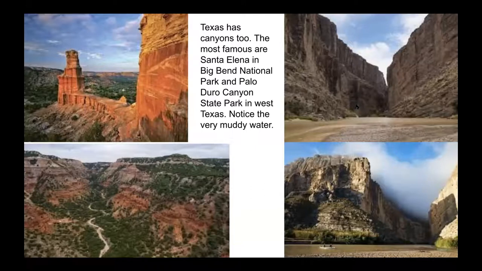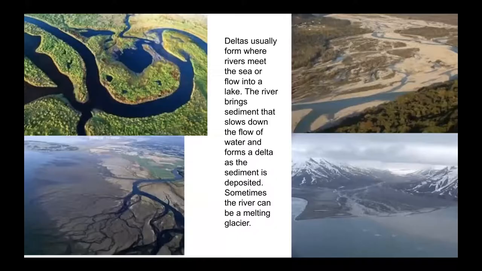Again, look how steep those sides are. And then look how muddy that water is. It's carrying lots and lots of that eroded material, carrying it out towards the Gulf of Mexico. It's a great place to go and do some hiking, really amazing, both those places. So as they carry that eroded material out, they deposit it and they can form a delta where the river meets the sea, or the Gulf of Mexico here, as rivers bring sediment down.